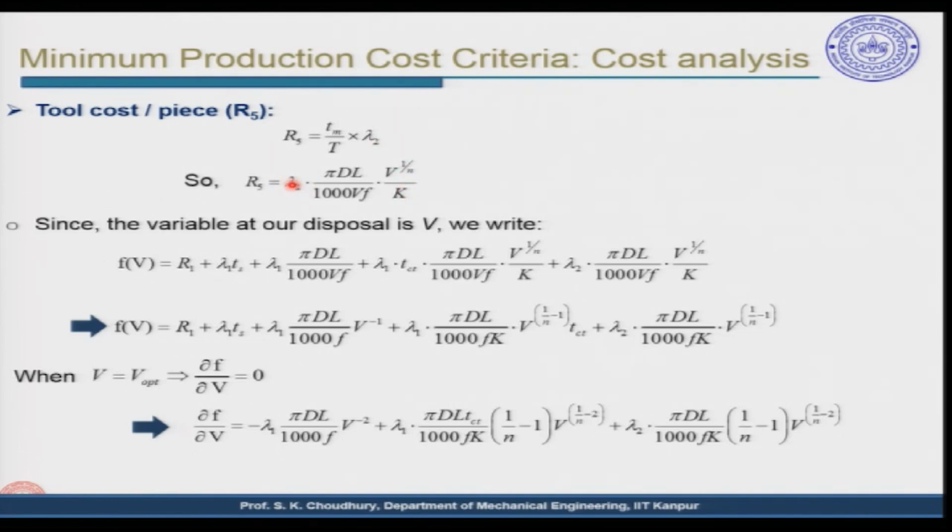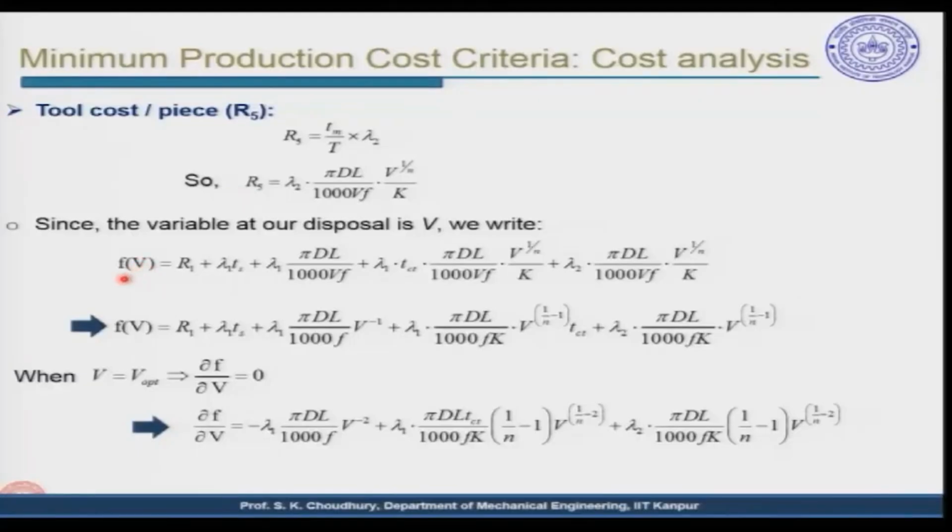Now, the variable at our disposal, as we said, is the cutting velocity. That means, for the cutting velocity, we will try to find out the optimum value for which the cost will be minimum. So, the function that we will have, the cost per piece, will be a function of the velocity, let us say.